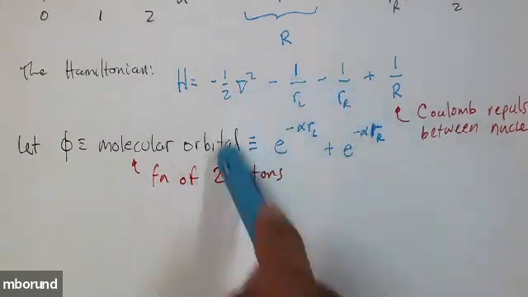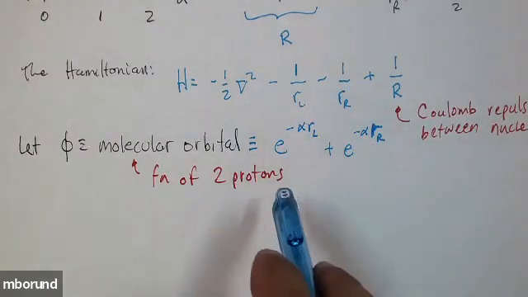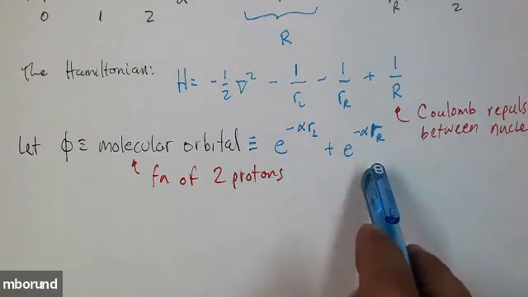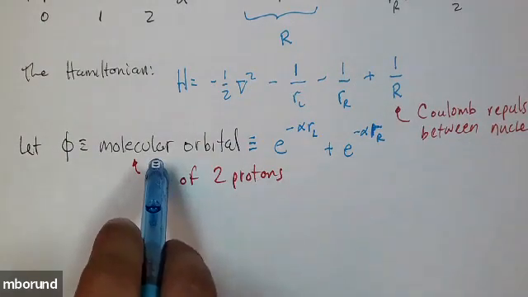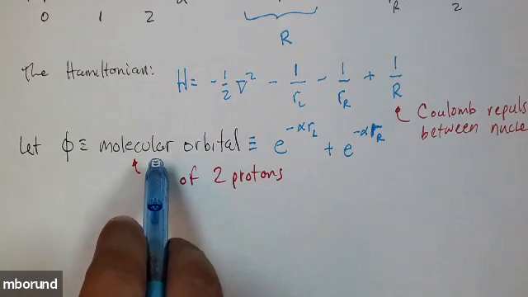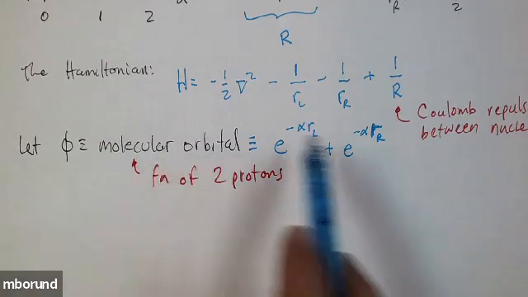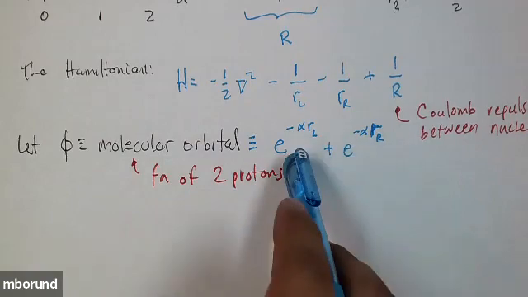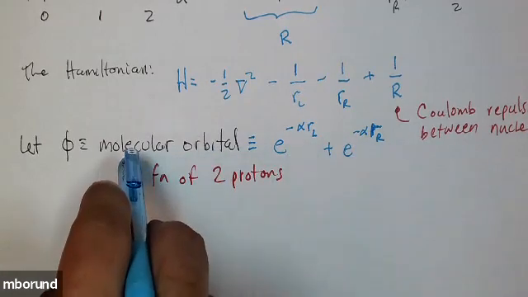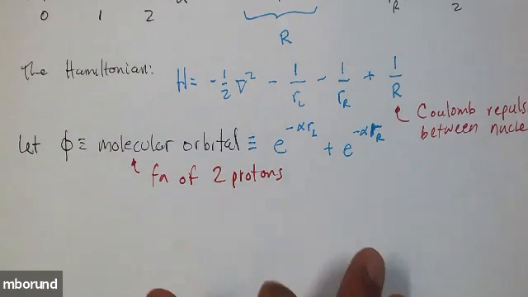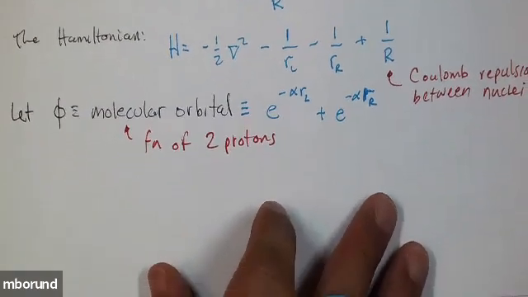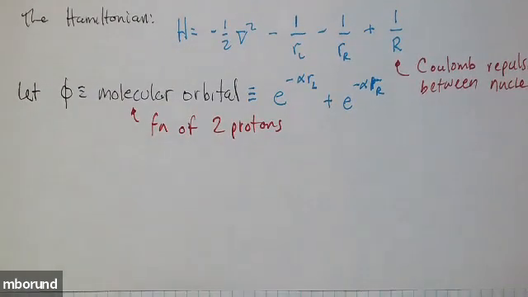What we're doing here is actually called the combination of atomic orbitals to make a molecular orbital. So this is a quantum trick. We know that this works for one atom. Let's combine them together and see if they work for the molecule. Okay? Questions so far? No?